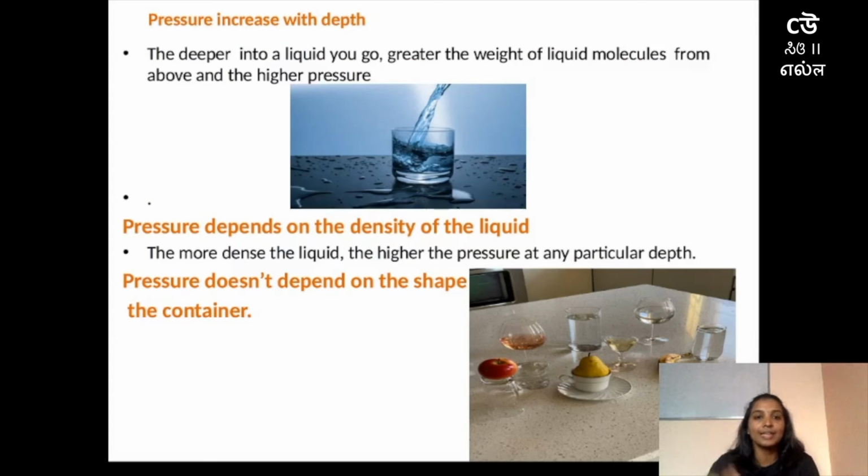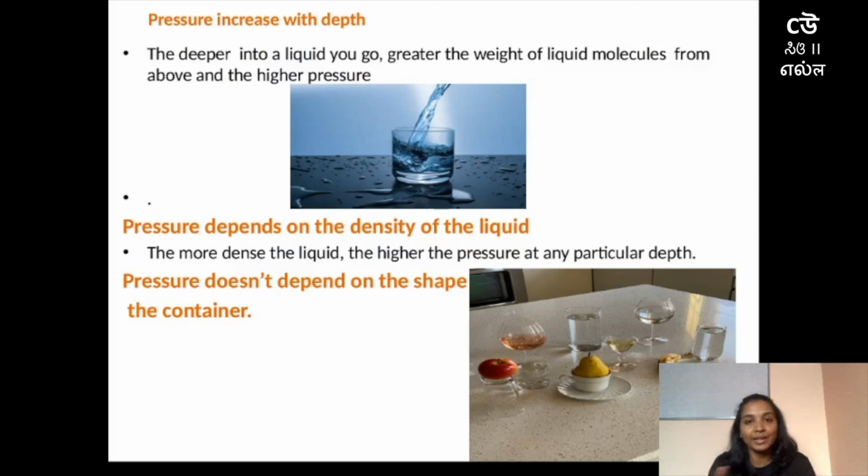And in the next points I have written that the deeper into a liquid you go, the greater the height of liquid molecules from above, and the pressure will be higher. That is, the deeper we go into any of the liquids in the container, the density will increase when we go downwards. Therefore the pressure created by that region will be more when compared to the upper surfaces. And pressure depends on the density of the liquid. That is what I told. The more dense, the higher the pressure.